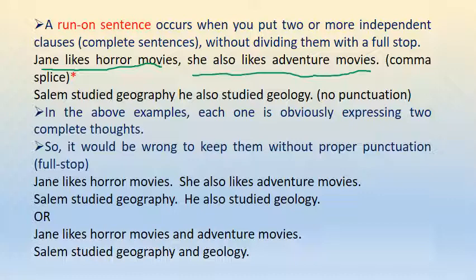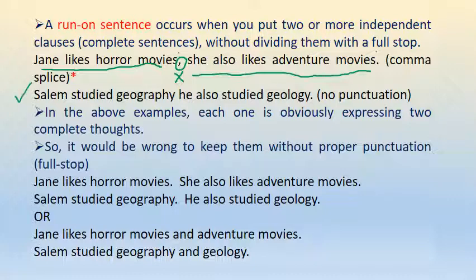However, Jane likes horror movies. I can put a full stop here. She also likes adventure movies. This is an independent clause. It can stand on its own. Here, there's a comma splice. The comma here is wrong because I cannot put a comma. I need to put a full stop because each one of those clauses expresses a complete idea. I either need to put a full stop or I need to put a conjunction like and, but, or.